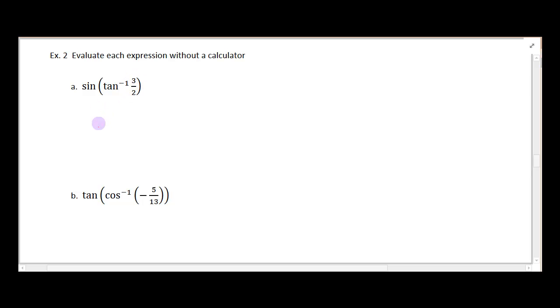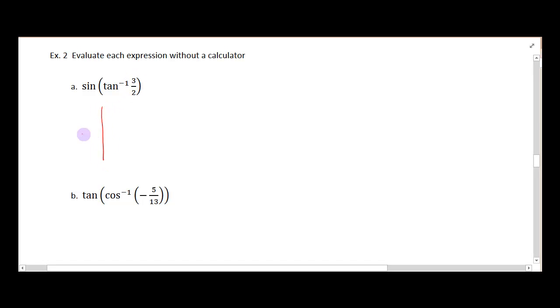So we're going to start by asking ourselves, what is the inside function doing? This is the inside function. We have to evaluate it first. It says the tangent of what angle is equal to 3/2? Well, the definition of a tangent function says that this is going to be my y over x, right? The tangent of some angle is y over x.